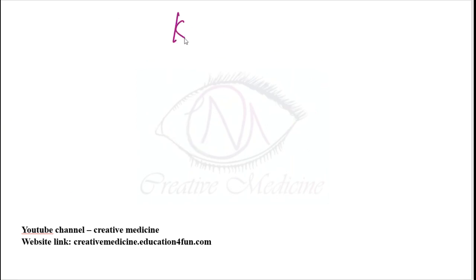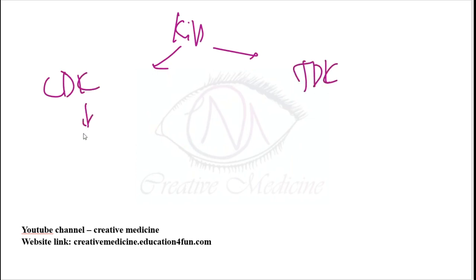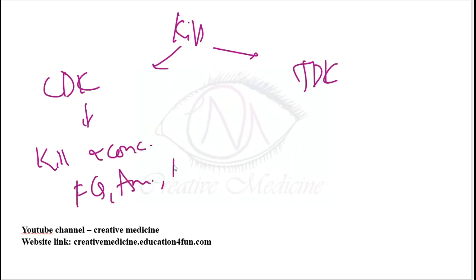Then the killing is of 2 types. One, we have concentration dependent killing. Second, we have time dependent killing. Concentration dependent killing is directly proportional to the concentration. The examples are fluoroquinolones, aminoglycosides, metronidazole and daptomycin.